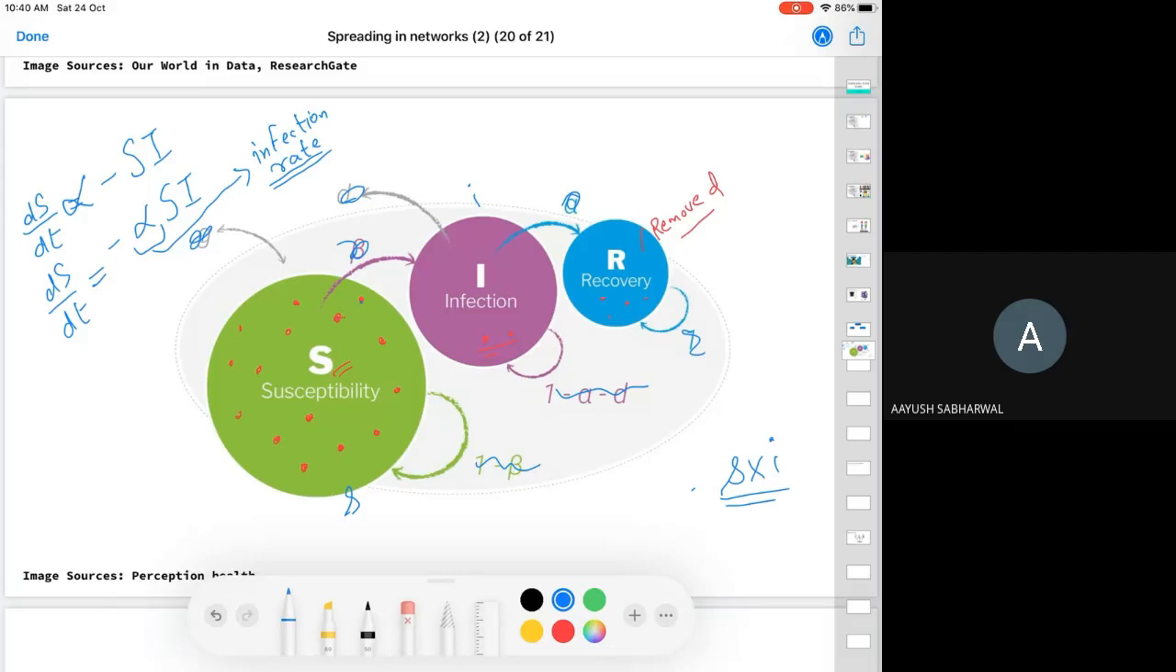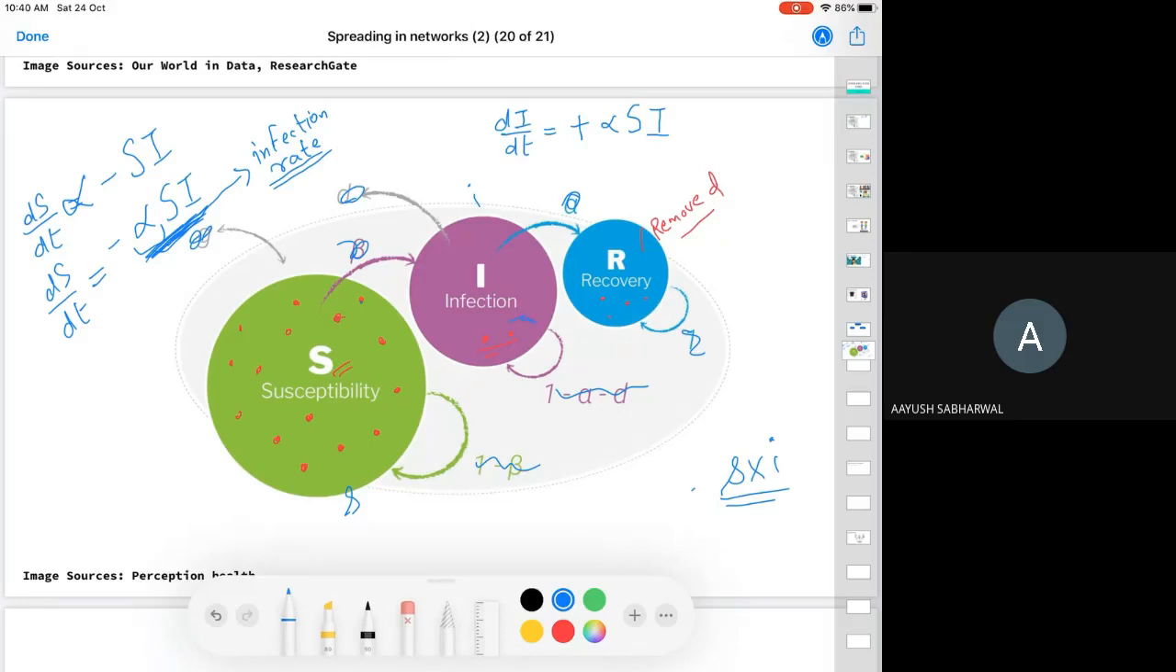Similarly, we can have an equation for dI/dt. So all these people who come out of the susceptible chamber are going to come into the infected chamber. So I have a plus alpha S I here for the people who are coming to the infected chamber, and certain people are going to recover from here and go to this recovered chamber.